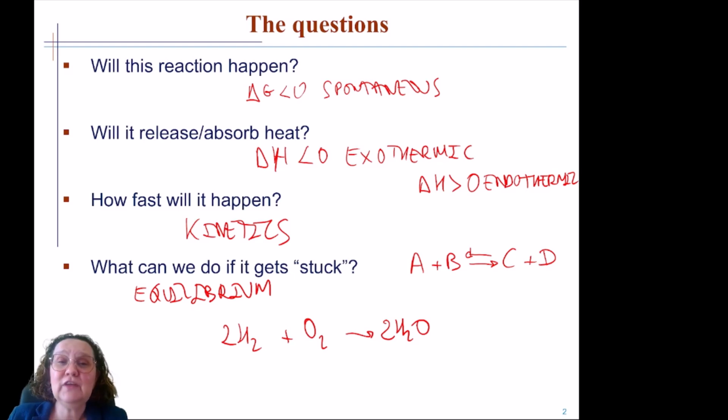And how can we deal with that? Do we have to accept that, okay, a reaction has reached equilibrium, that's it? Well, actually, no. There are quite a few things that we can do to get the reaction out of equilibrium. It will go back to equilibrium, but in the meantime, we might be able to get more products out of it. And that's what I mean when I say, what can we do if it gets stuck? That is the realm of both thermodynamics and kinetics at the same time. So that's when both of them merge together.